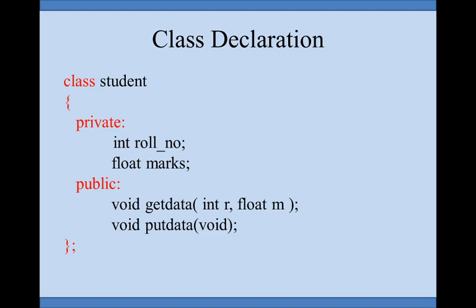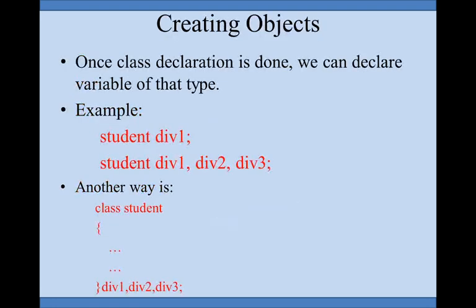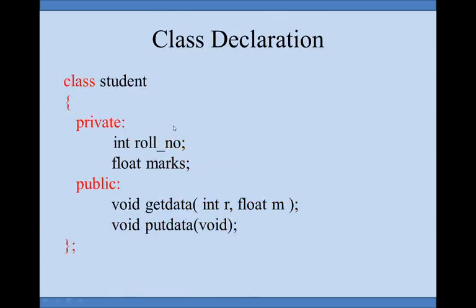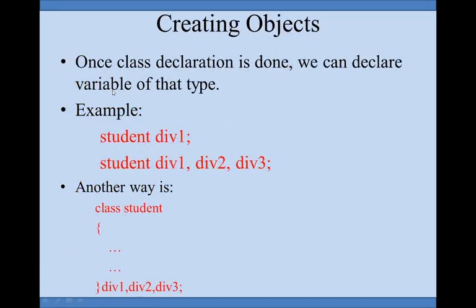Now this is how to declare a class. Then we must know how to declare the object. So, creating an object: once the class declaration is done, we can declare a variable of that type and that variable is called an object. In this example we are creating the student class. I can create objects division 1, division 2 and division 3 as student division 1 and a semicolon. As I declare other variables such as integer or character, similarly I can declare a variable of type student.